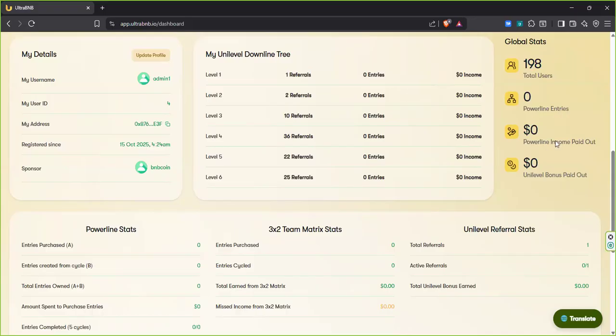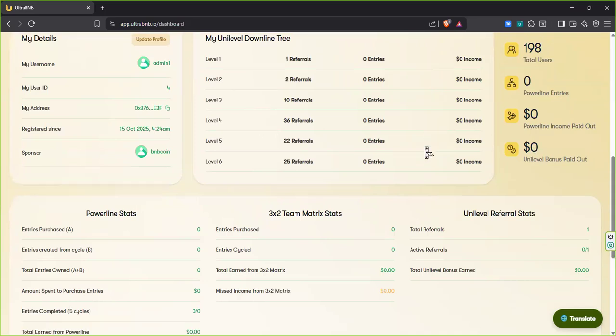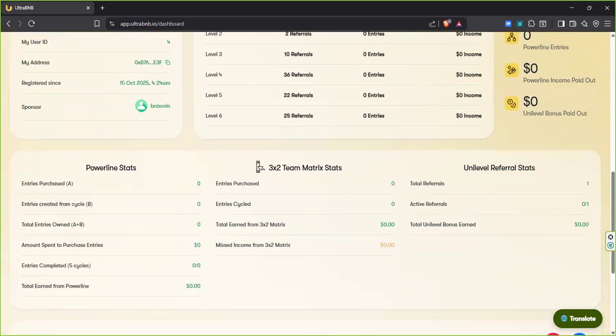All right. Then the power line income paid out, the income which has been issued out through the power line or through the smart contracts in a peer-to-peer manner to individuals' wallets, will also be recorded here. Then the level bonuses paid out will also be recorded on this side. Yes. So that is it. And now let's move on to the power line stats.